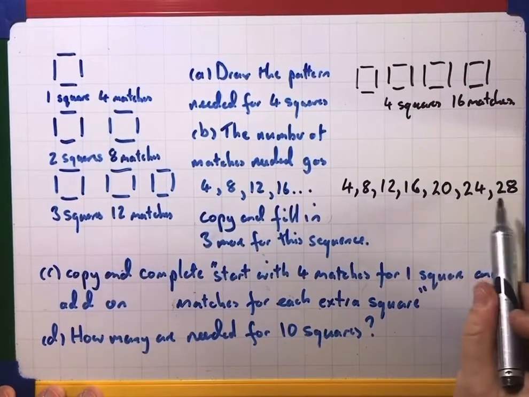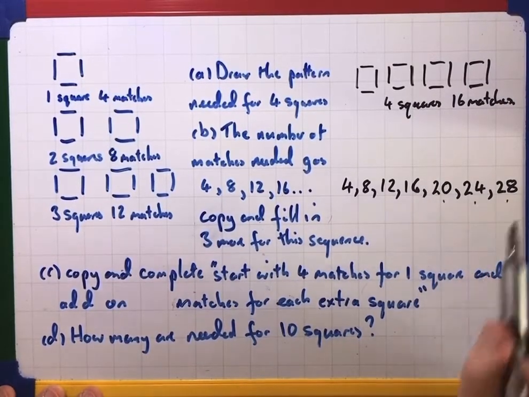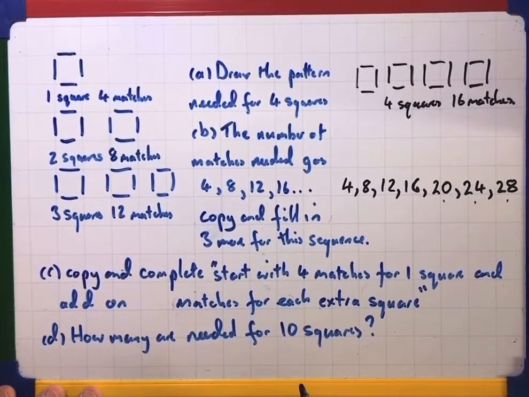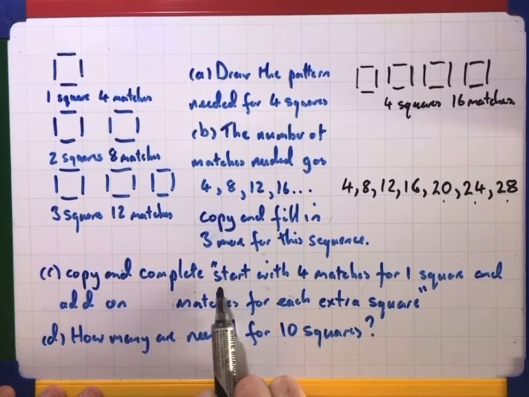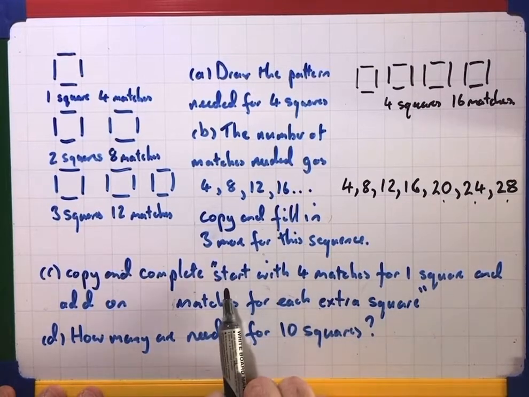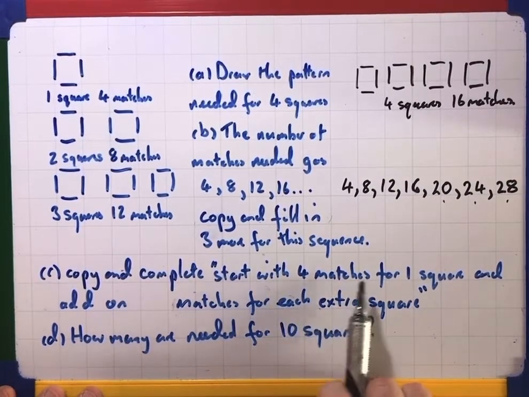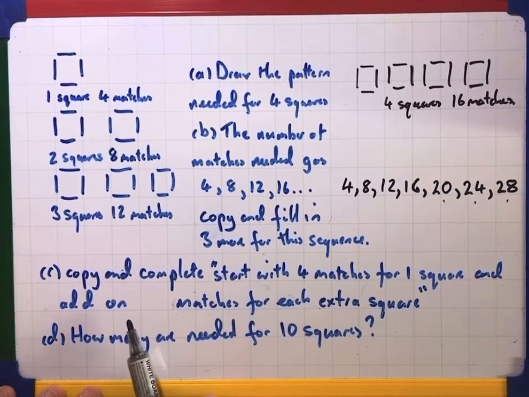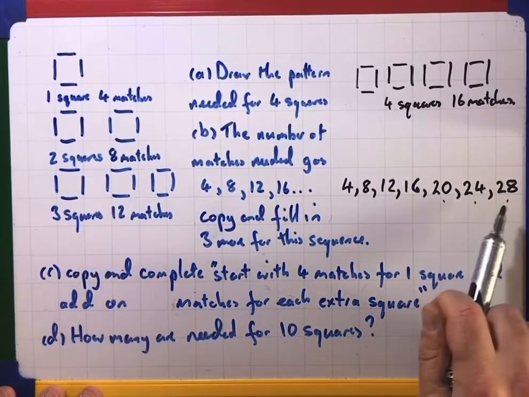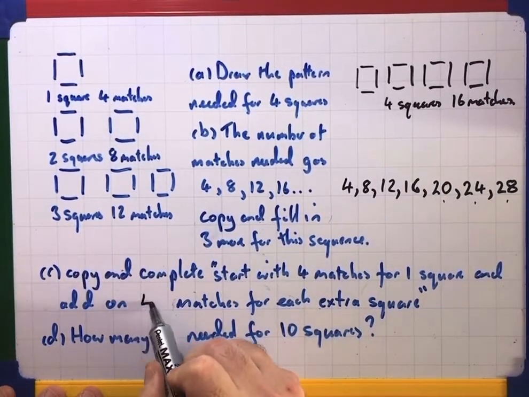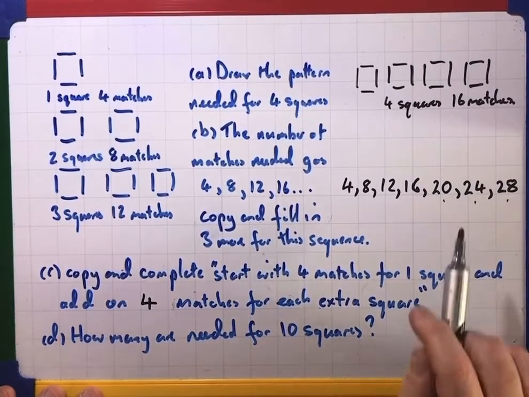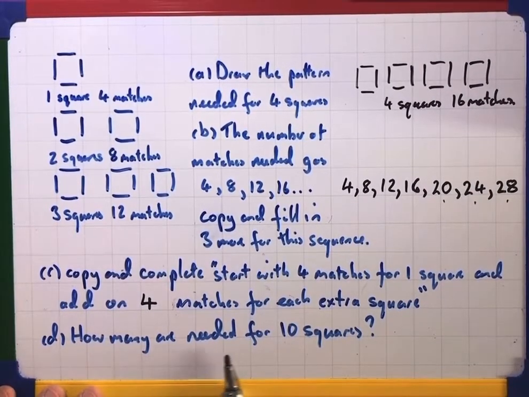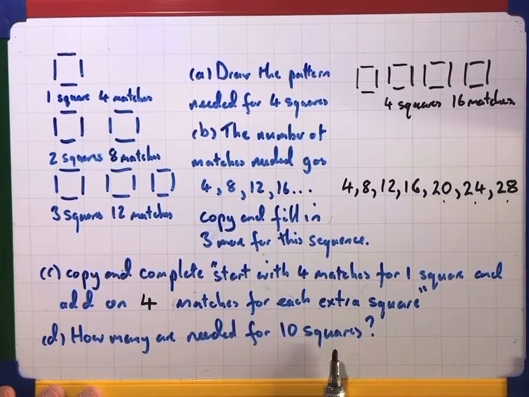They asked for the next 3, which are the next 3 in this sequence. It says copy and complete the next bit, so I should really write this all down again. It says start with 4 matches for 1 square and add on, well, that's what we were just doing here. We're seeing it's adding on 4 matches for each extra square I add.